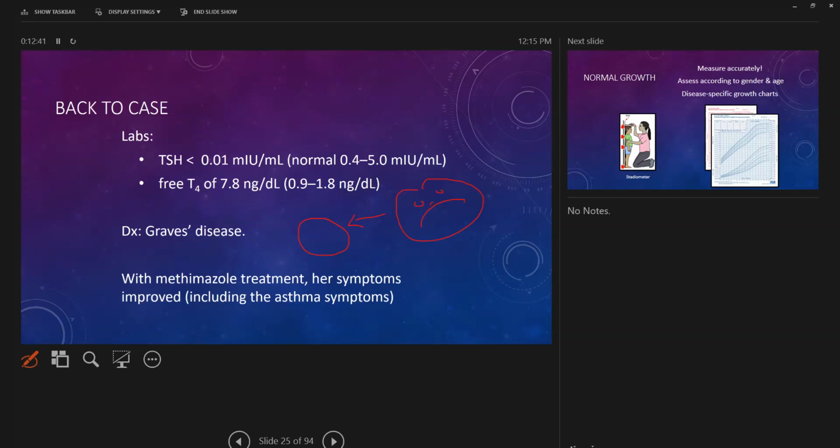That's the thyroid antibody. And that is the diagnosis for Graves' disease. Yeah, that's a thyroid antibody, by the way. That guy's gonna go get. And this is the thyroid.